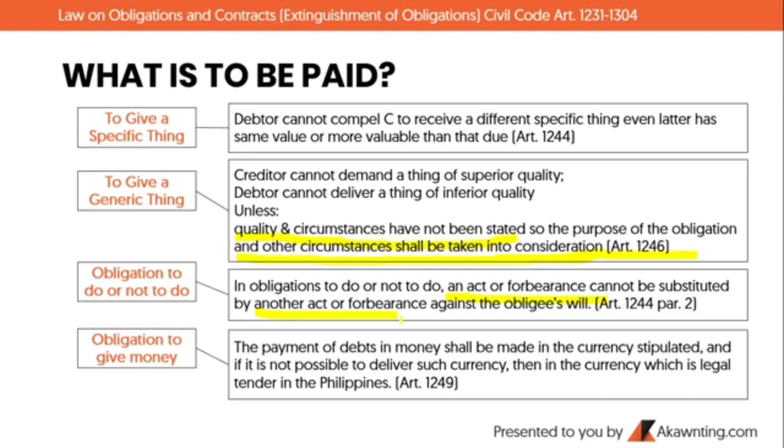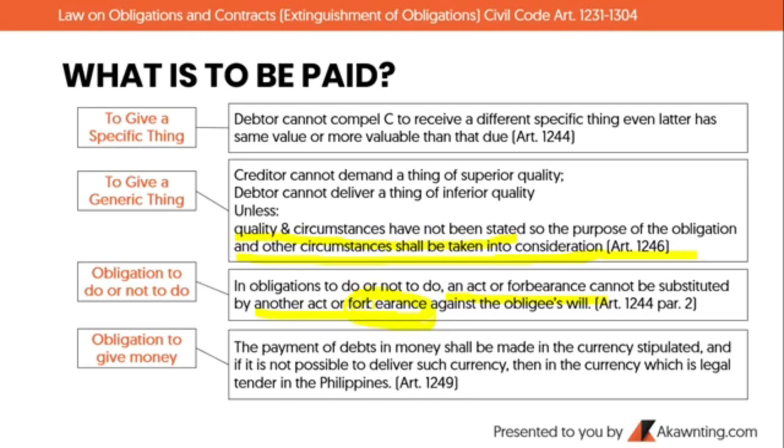Ganon din sa obligation not to do. Okay? Meron kang inupahang lupa. So, yung lease agreement nyo, sabi niya, huwag kang magpapatayo ng restaurant. Okay? Yun yung una. Pero bigla niyang iniba. Ang gusto niyang gawin mo, huwag kang magpatayo ng apartment, sabi niya. Okay? So, hindi pwede yun. Hindi pwede yun na biglang palitan, biglang mag-substitute ng other act, ng other forbearance. So, yun yung forbearance. Actually, yun yung meaning nun.